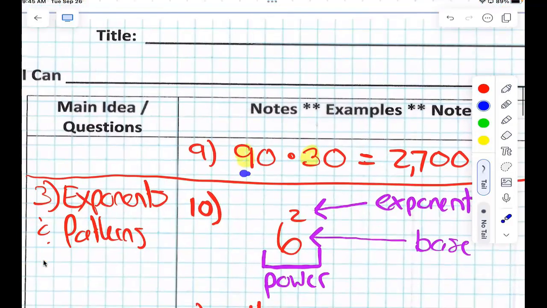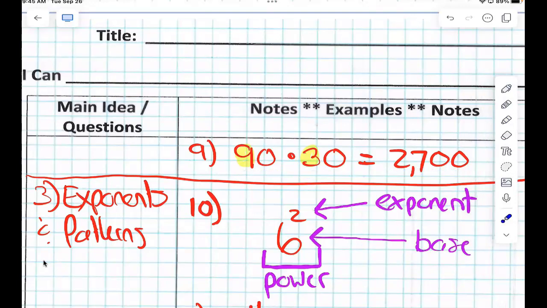Okay, I'm going to go down here. What is 90 times 30? 27. 2,700, right? What I did is I multiplied the 9 by the 3. Guys, what's 9 times 3? 27. So it's 27? No. Listen to what I'm saying. What is 9 times 3?